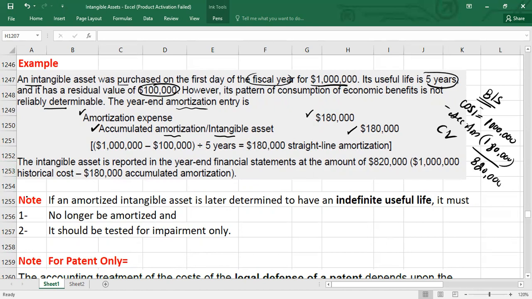Please also note there is another exam note. If any amortized intangible asset, which has a finite life, of course, is later determined to have an indefinite life. Maybe later on you have determined that no, it does not have a finite life, it has an indefinite life. In this scenario, of course, it must no longer be amortized. You have to immediately stop the amortization. It should be tested only for impairment, and impairment, again, how you will calculate, I will cover in the next video.